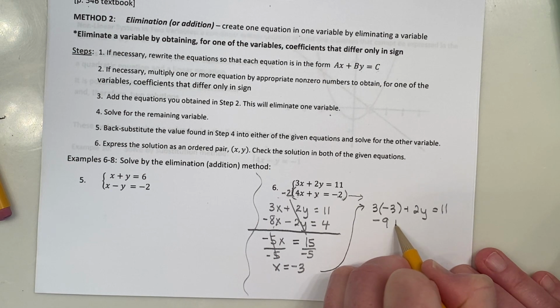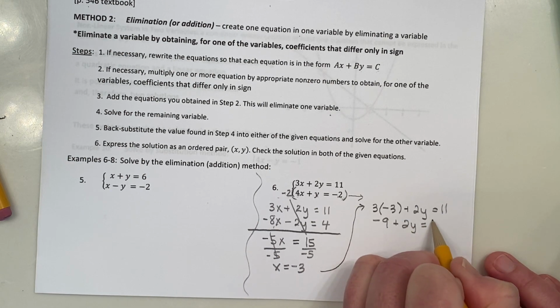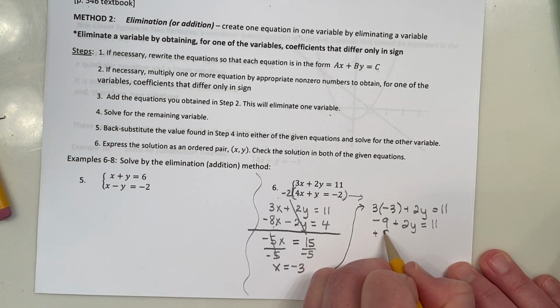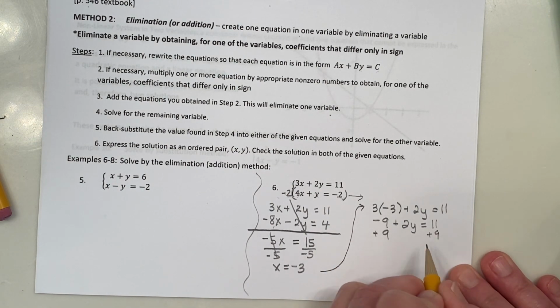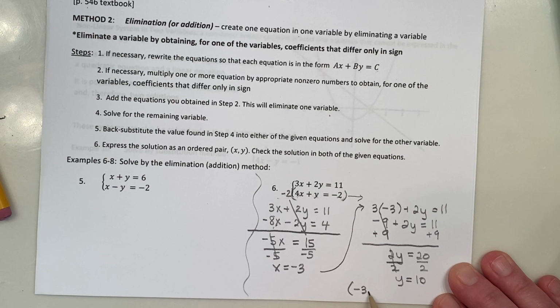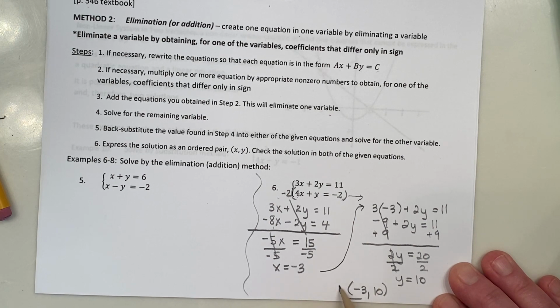Let's multiply and get -9. Bring down the rest of the problem. We have an equation with just y. So now I can isolate y. So my solution is x equals -3 and y is 10.